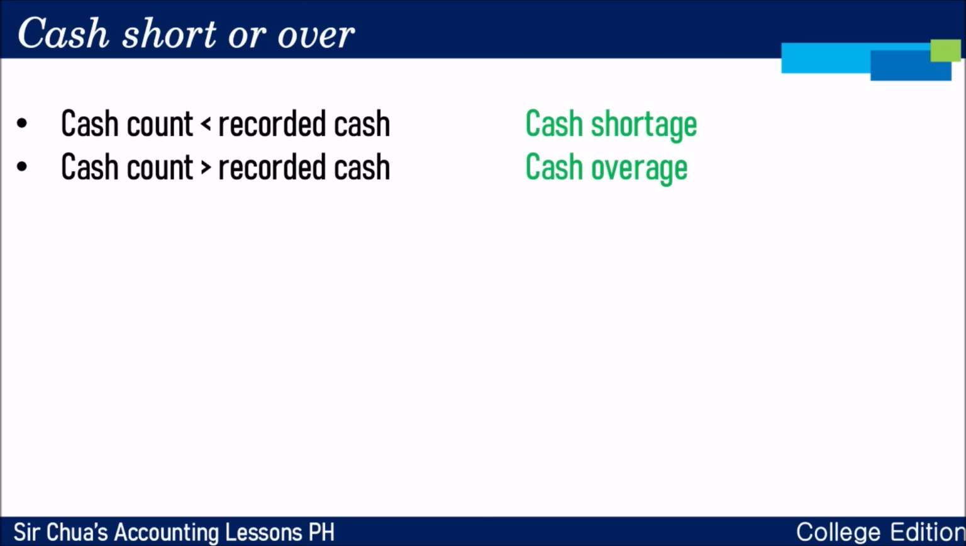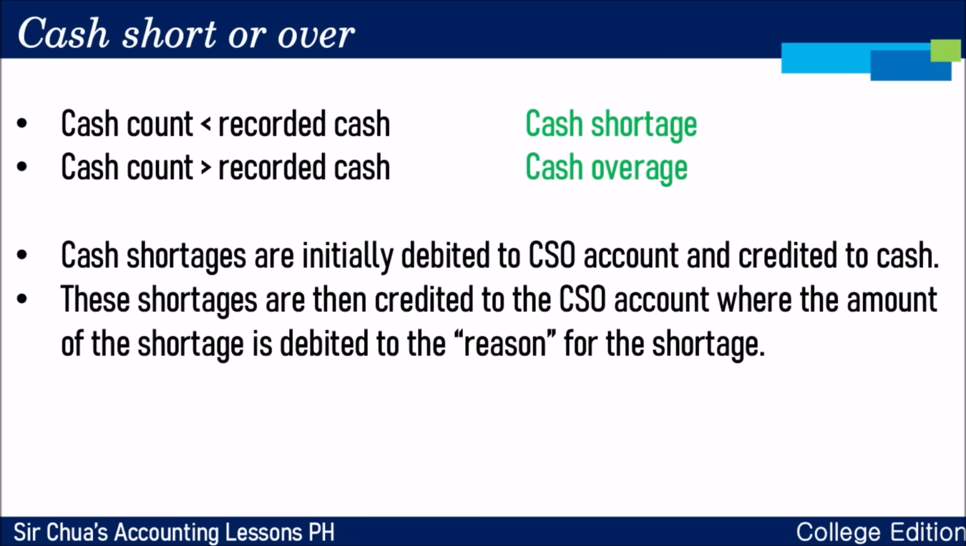Now, let's first talk about cash shortage. Cash shortages are initially debited to the cash short or over account and credited to cash. Kailangan mong i-update yung records mo. So, ang mangyayari, magde-debit ka ngayon dun sa kakulangan ng cash short or over account representing the shortage and then i-credit mo si cash para ma-update si cash, mabawasan ng shortage kasi nga ang cash count natin 5,000 lang, naka-record sa atin 6,000, so dapat ang cash lang talaga natin 5,000. Yun yung katotohanan, 5,000.